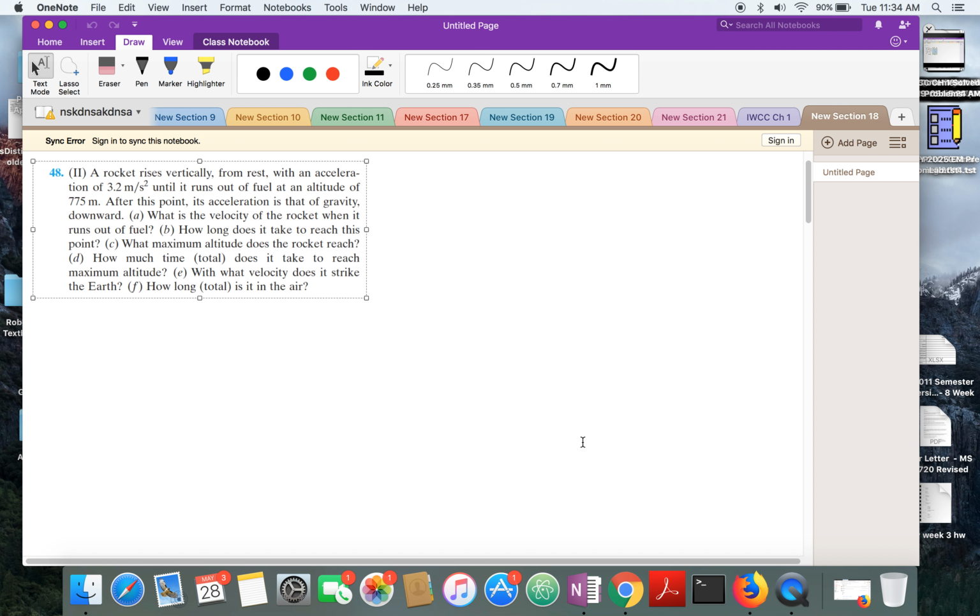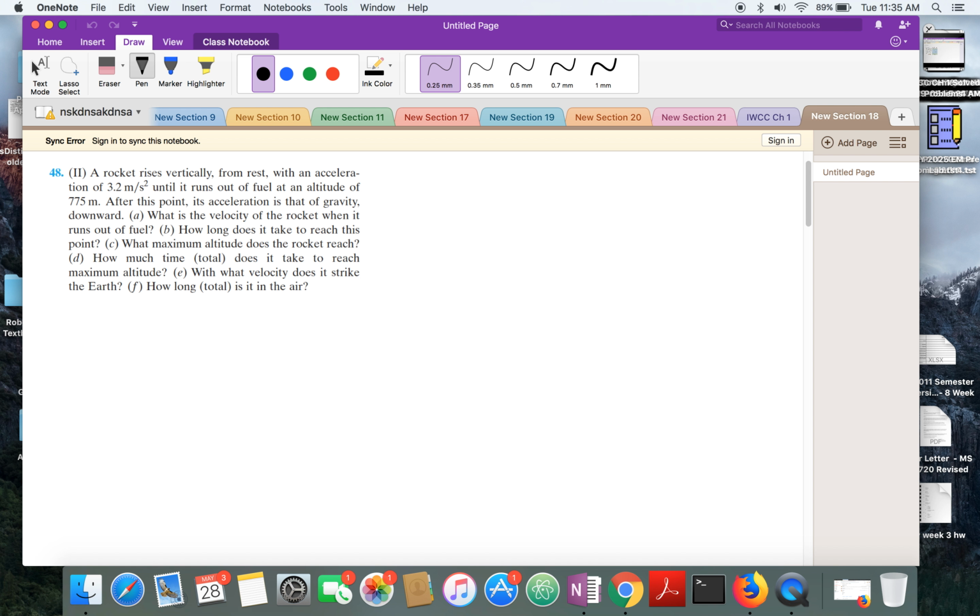Here we're told that a rocket rises vertically from rest, and you're given the rocket's acceleration until it runs out of fuel at a particular altitude. After this point, its acceleration is gravity, and it's downward. That's the important thing to realize. Then we want to know the velocity of the rocket when it runs out of fuel. So we want to look at this in a couple of phases.